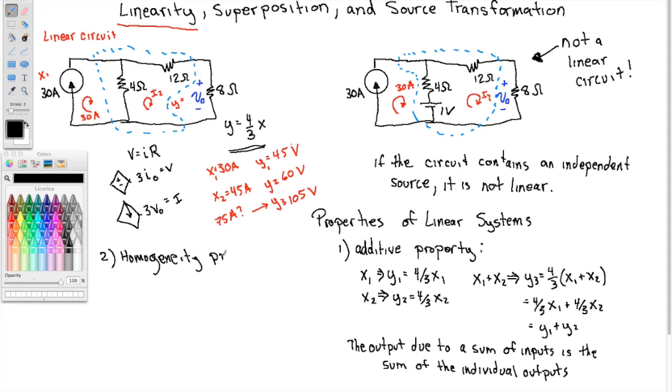Property. Okay, the homogeneity property says exactly what we've already said, actually. That if it can be written like this, the output can be written as k times x.